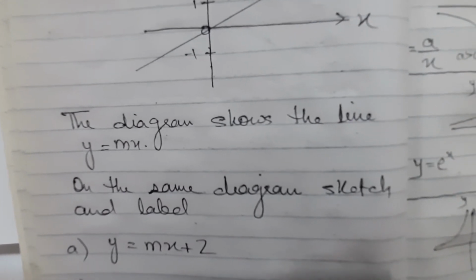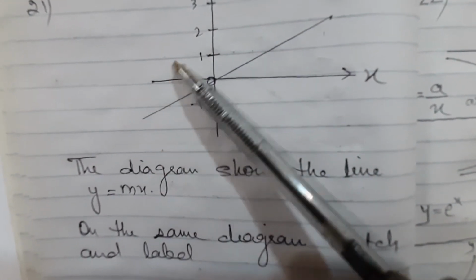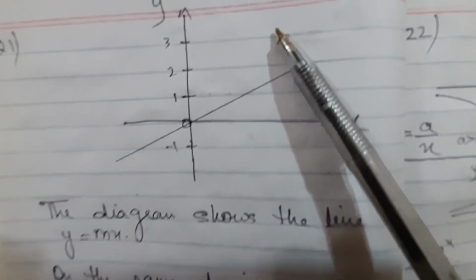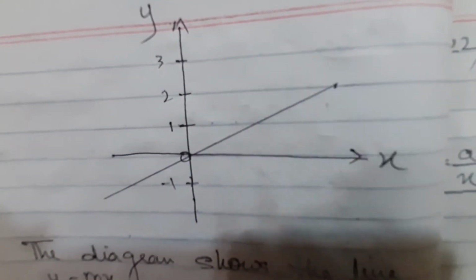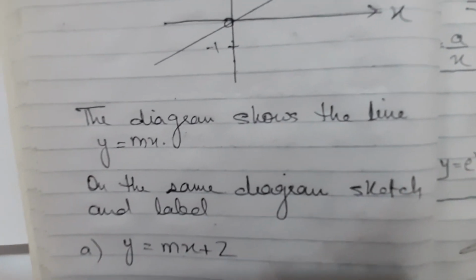So you will draw a parallel line, but it will pass through 2. So it means line will pass like this, right? So you will just use ruler, draw the line here, which will be parallel to this, but will pass through 2. Okay? I will just show you in a while. I'm just discussing right now.